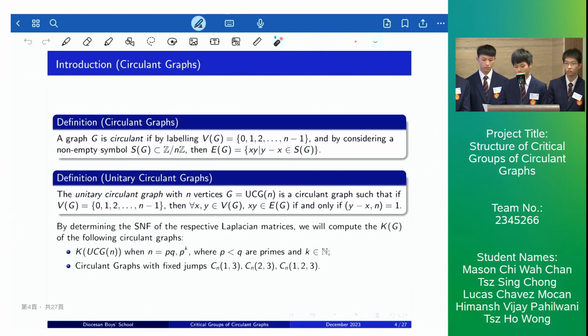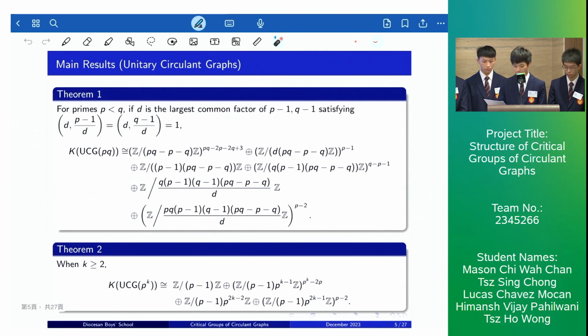Towards our problem, we say a graph is circulant if, by labeling vertices 0 to n-1, and by considering a non-empty symbol S(G), which is a subset of integers mod n, then for all x, y that belong in V(G), xy is an edge if and only if y minus x belongs to S(G). A unitary circulant graph with n vertices is a graph where 2 vertices x and y are connected if y minus x and n are co-prime.